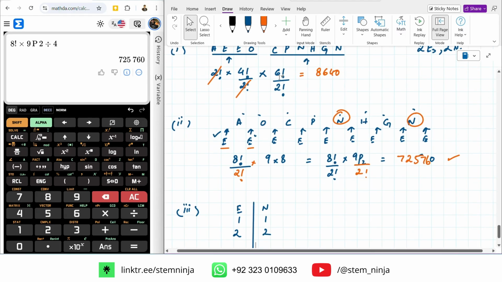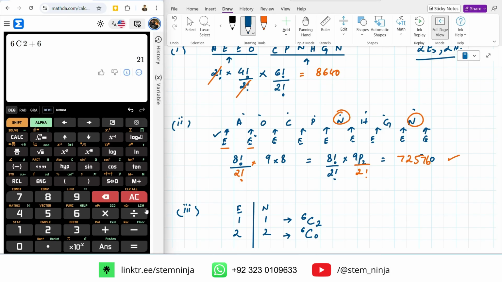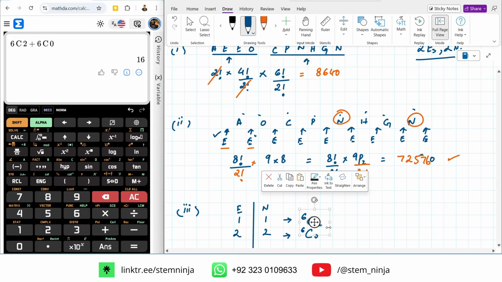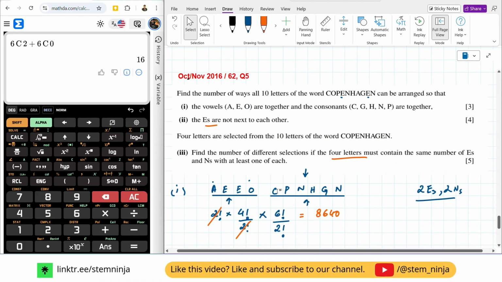We are selecting 4, right? So if 1 of each are selected, so out of the rest 6, right? Because total 10, 4 are these possibilities. So 6C2, because you just have 2 places now. And for this one, this would be 6C0. So 6C2 plus 6C0, this would be total 16. Right, and that's about it.